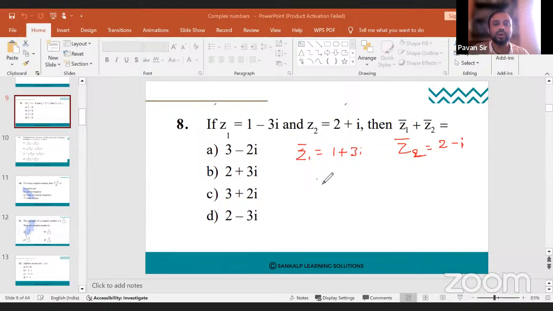Now Z1 bar plus Z2 bar is what? Just simple: 1 plus 2, real part to real part, it is 3. 3i minus i. What is the answer? It is minus 2i. So 3 minus 2i is the answer. Option A is the correct one.